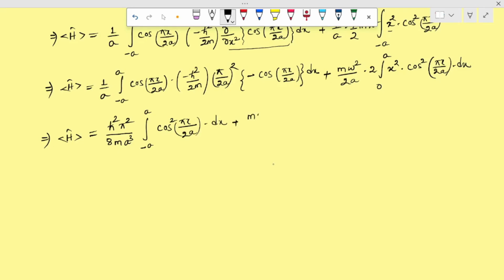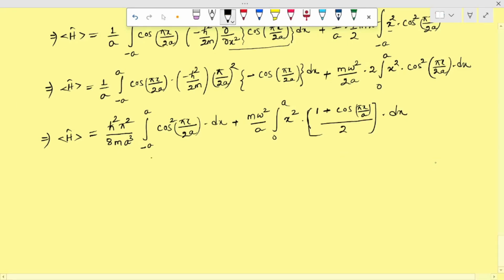Plus m omega square by a, because the 2 got cancelled, integral from 0 to a of x square into cos square theta, which can be written as 1 plus cos 2 theta by 2, that means cos of 2 pi x by 2a, which is pi x by a, whole divided by 2, into dx.